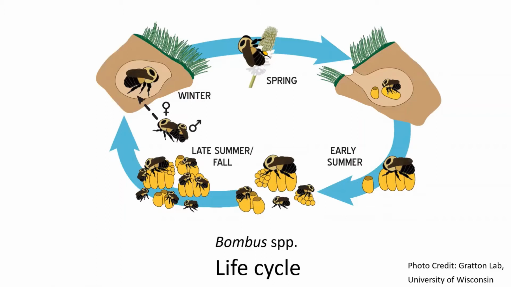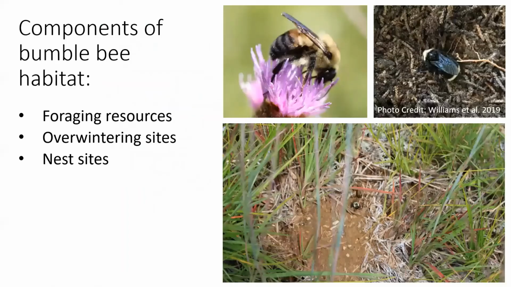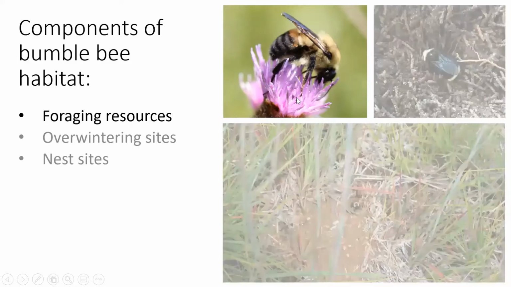And as you can see from this example, bumblebees need different resources at different stages of their life cycle. And we can think of bumblebees as having three main components of habitat. They need sites at which to forage, they need sites at which to overwinter, and they need sites at which to nest. The vast majority of research characterizing habitats for bumblebees focus on foraging resources. We don't know much about the resource requirements for nesting or overwintering bumblebees.